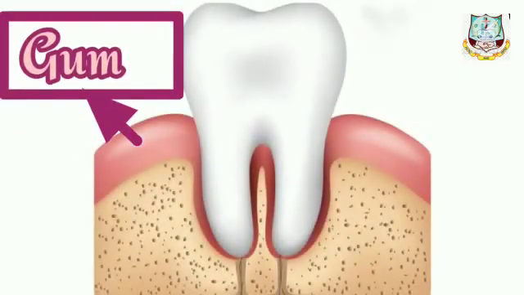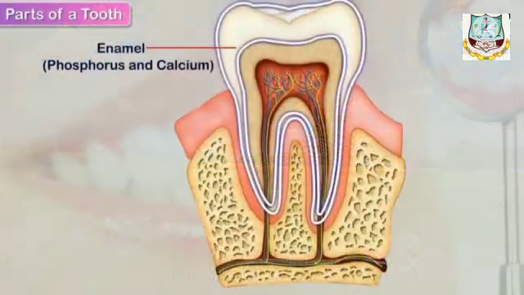The tooth is fixed in the gum. So, what is the function of gum? Gums hold the teeth in their places. The white part on the outside of a tooth is called the enamel. It is the hardest substance in the human body that we see and clean every day. So, which is the hardest substance in the human body? Enamel.